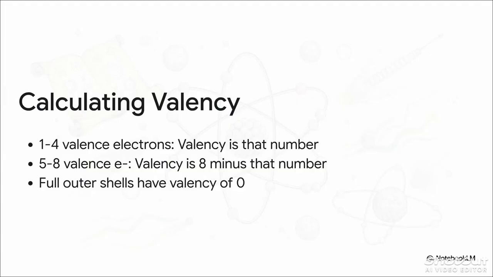You basically just count the electrons in the outermost shell. If that number is small, like 1, 2, 3, or 4, the atom will just lose or share those, so the valency equals that number. But if it has 5, 6, or 7, it's way easier to just steal a few to get to 8, so you subtract the number from 8. And if an atom already has a full outer shell, like helium or neon, its valency is a big fat 0. Those are the noble gases. They are completely stable and utterly unreactive.